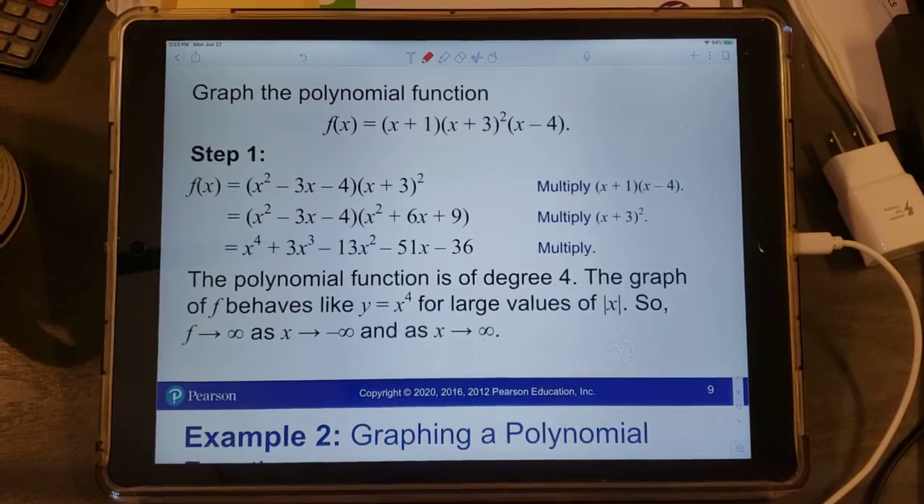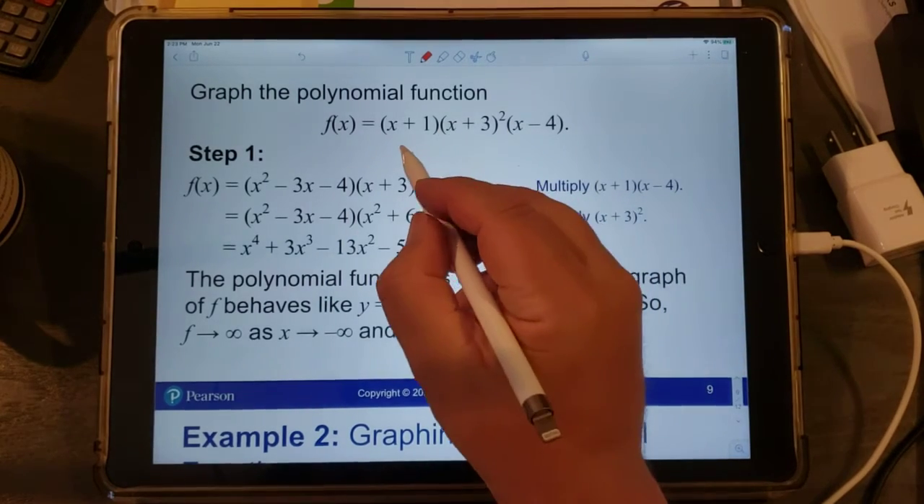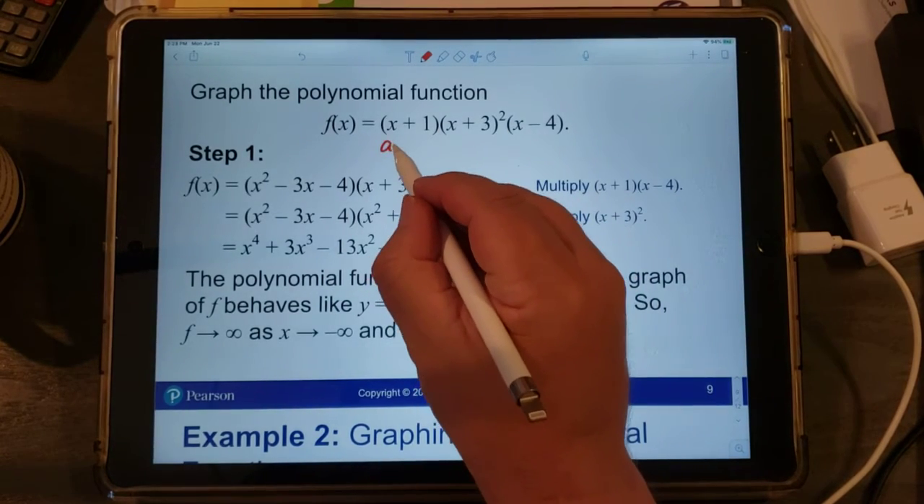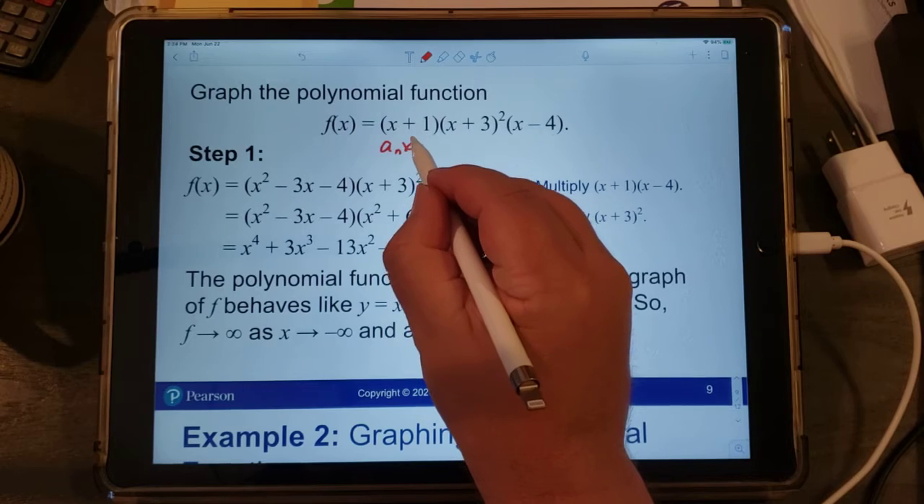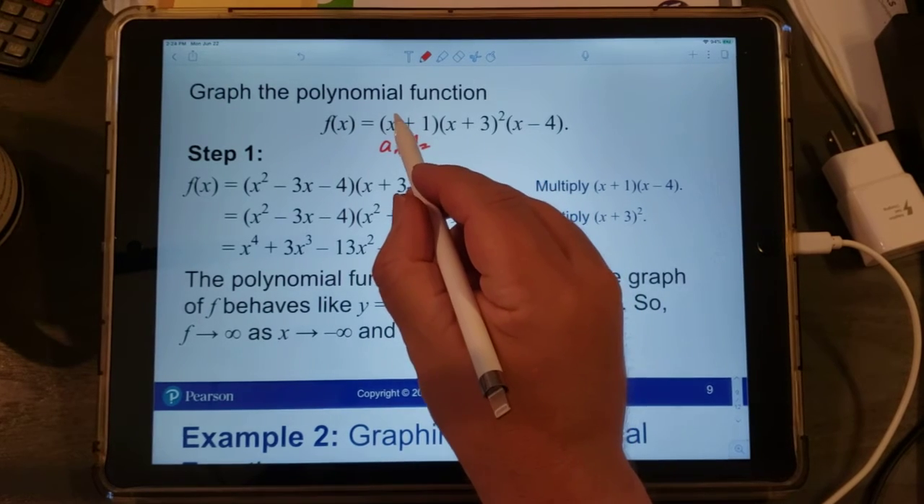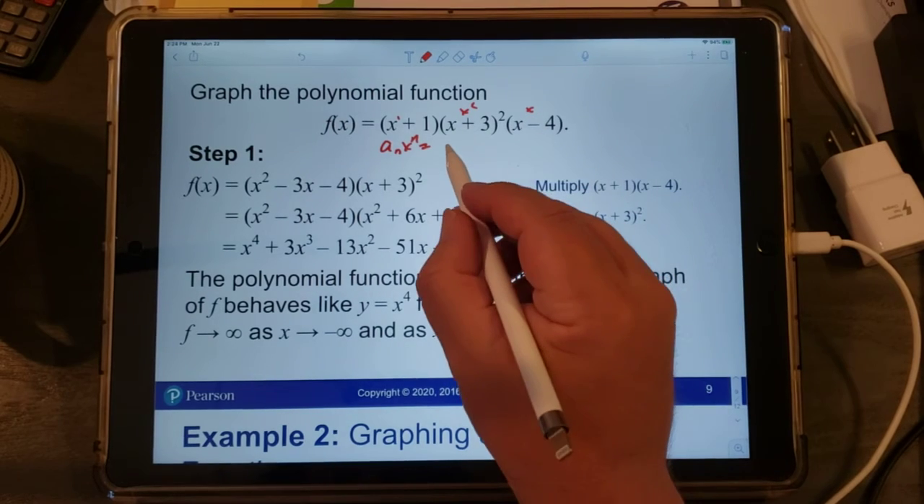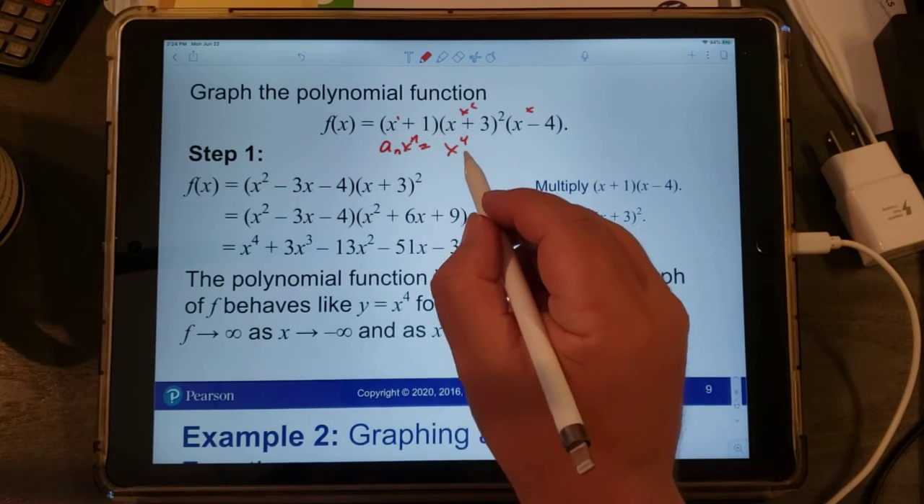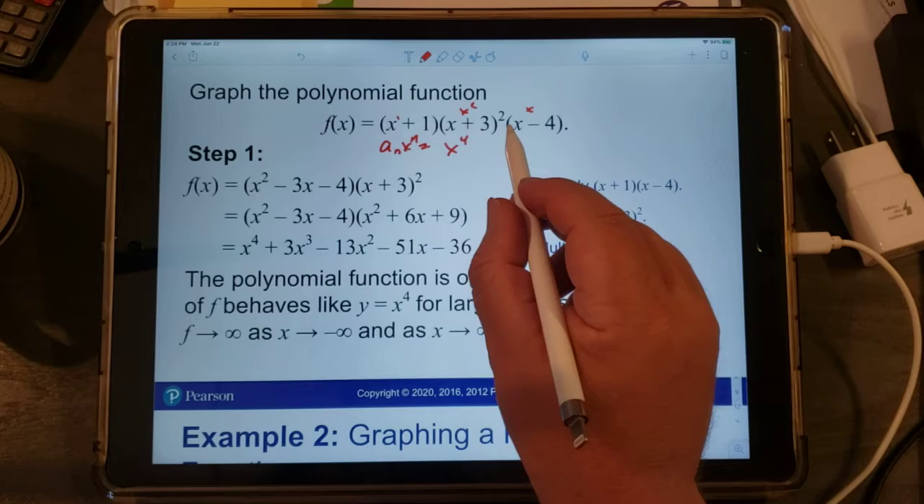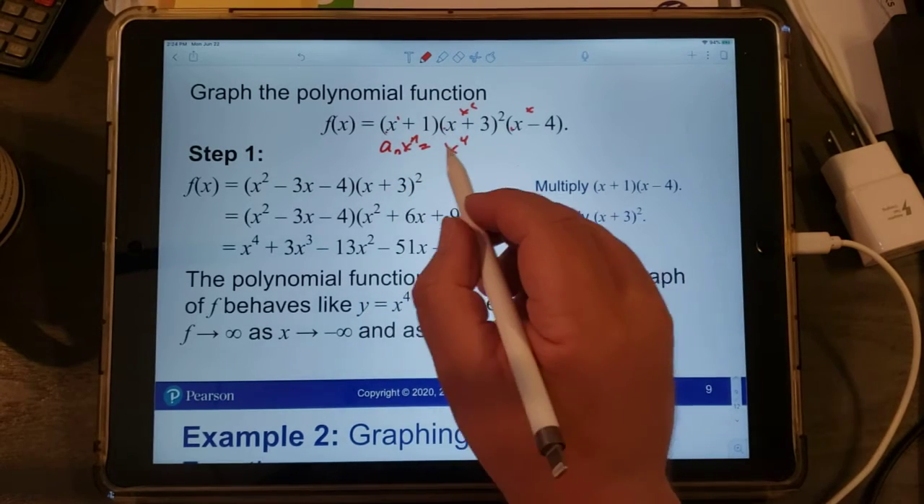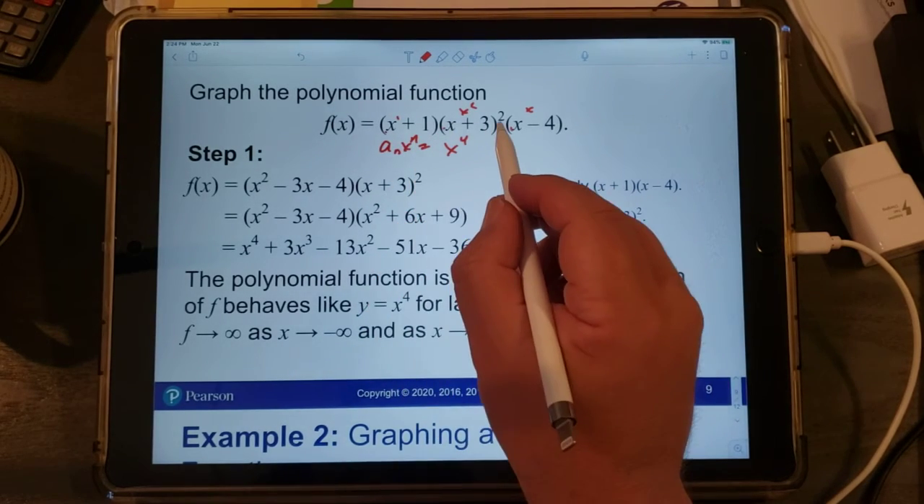All right, let's look at this one. For the first term, we're going to call it a_n x to the n. This contributes x to the 1, this contributes an x squared, and this contributes an x. So putting all that together, it's x to the 4th. Just x to the 4th, no number in front of it. All right, how about the constant term?